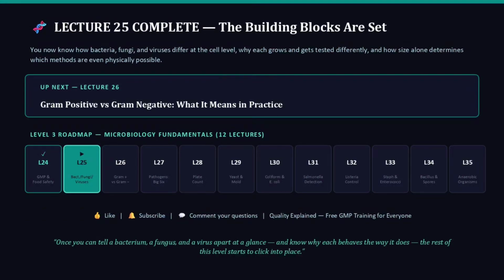Up next is Lecture 26, Gram-positive versus Gram-negative, what it means in practice. That lecture builds directly on the bacterial cell wall we touched on today, and it explains one of the single most important distinctions in all of bacterial identification. Take a look at the roadmap on this slide. Lecture 24 is done, we are wrapping up Lecture 25 right now, and there are 10 more lectures ahead building towards specific pathogens like Salmonella and Listeria.